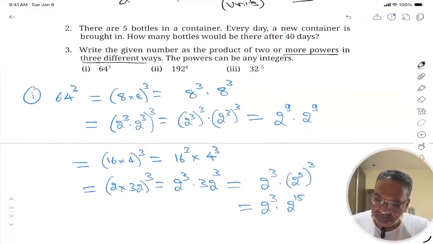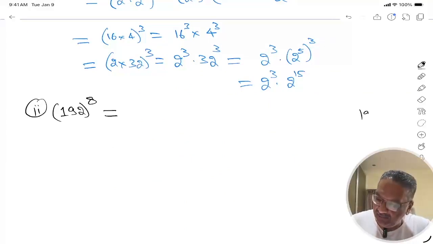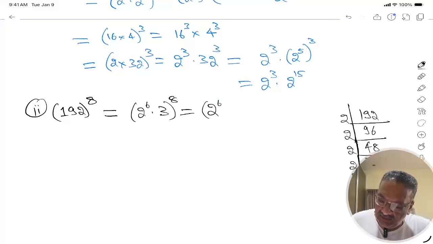Next, what is next number? 192 to the power of 8. So what is 192? 192 can be written, we will write the prime factors of 192. 2 96s are, 2 48s are, 2 24s are, 2 12s are, 2 6s are, 2 3s are. So 1 2 3 4 5 6. We can write this as 2 power 6 into 3, to the power of 8. So this is equal to 2 to the power of 6 to the power of 8 into 3 to the power of 8, or we have 2 to the power of 48 into 3 to the power of 8.